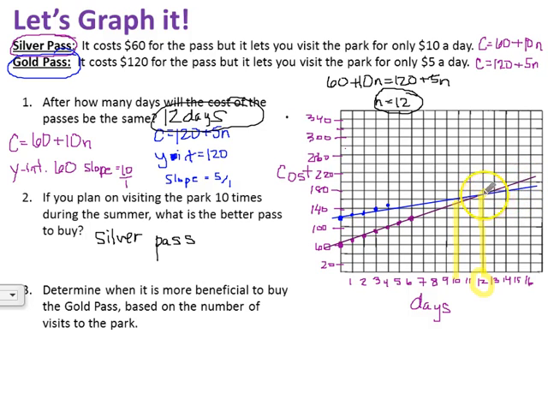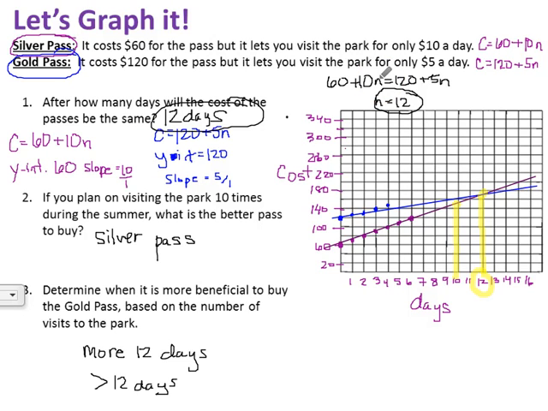So that means to the right of 12, we can see that the blue line, which represents the gold pass, is below the purple line. So that means it's going to be more beneficial to buy the gold pass when we plan on spending any more than 12 days at the amusement park. So when we plan on spending more than 12 days, then it's going to be more beneficial to buy the gold pass.